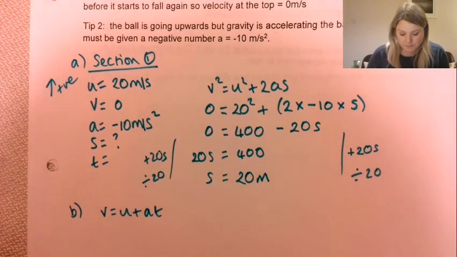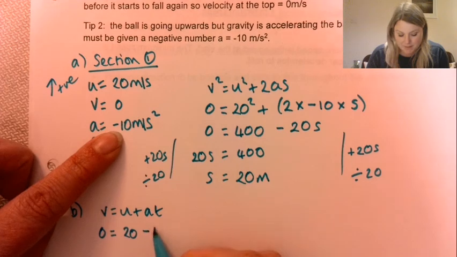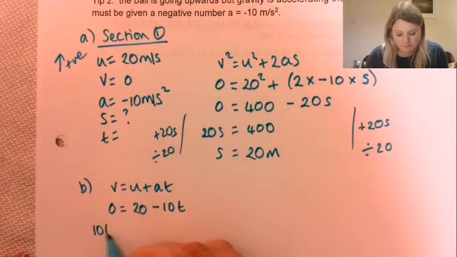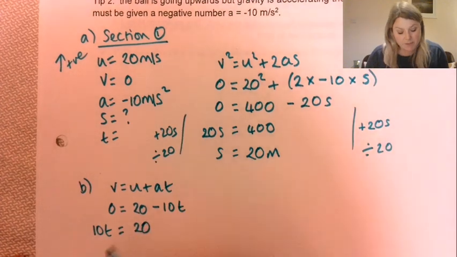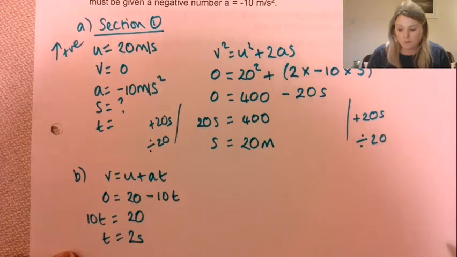Fill in what we know. So v is 0, u is 20, minus 10t. Add 10t to both sides. Divide by 10 and we get 2 seconds. Happy enough with that?